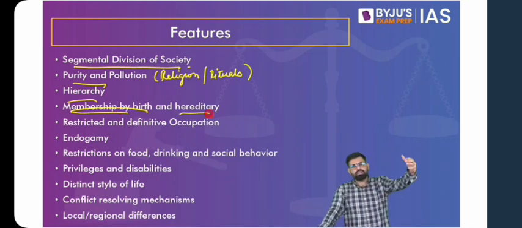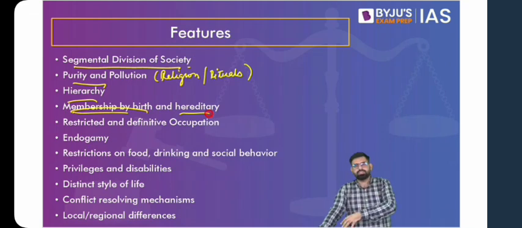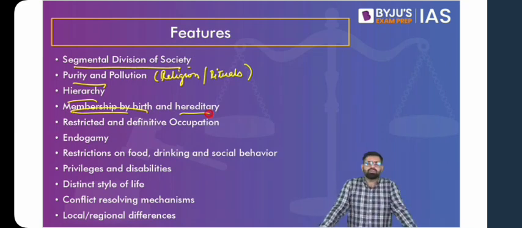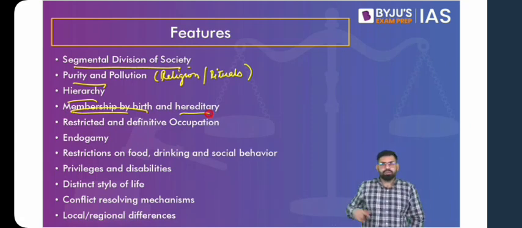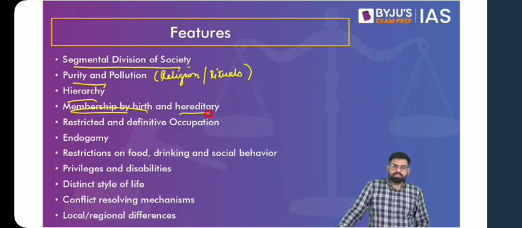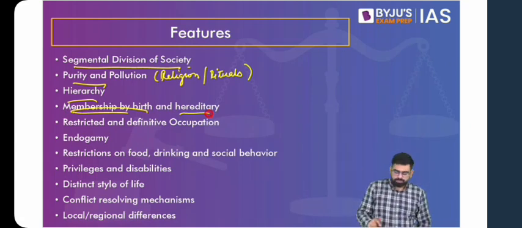Your grandfather was born in one caste, then your father was born in the same caste, then you were born in the same caste, and so on and so forth. So it goes on passing from one generation to the other. The way we transfer our movable and immovable property down the line through generations, in the same way, this identity of caste was passed on as a hereditary thing.